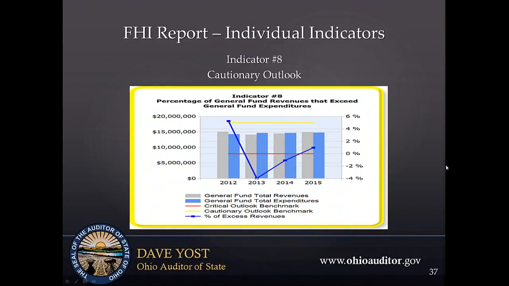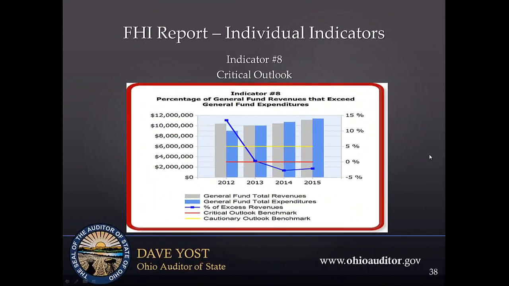A cautionary outlook for indicator 8 would be similar to this graph, where you can see that the amount is falling between the red and yellow lines. A critical outlook for indicator 8 is reflected when the current year percentage falls below the red line. And in this case, you can see that expenditures are exceeding revenues for the current year.